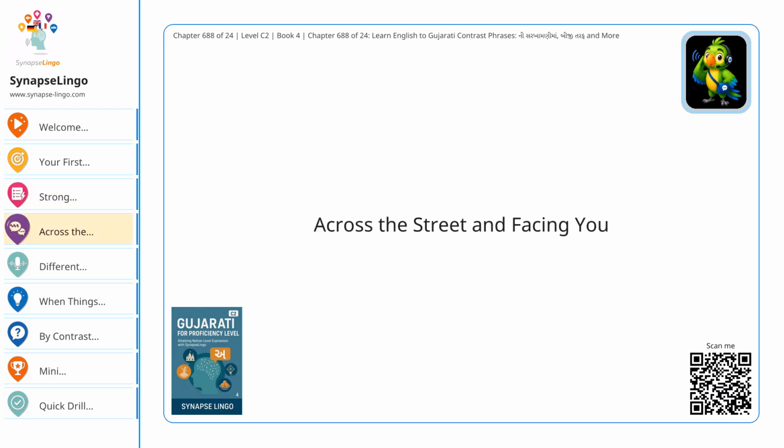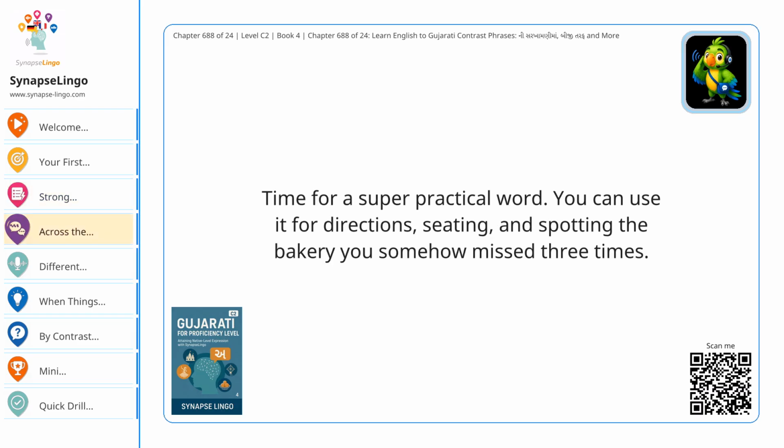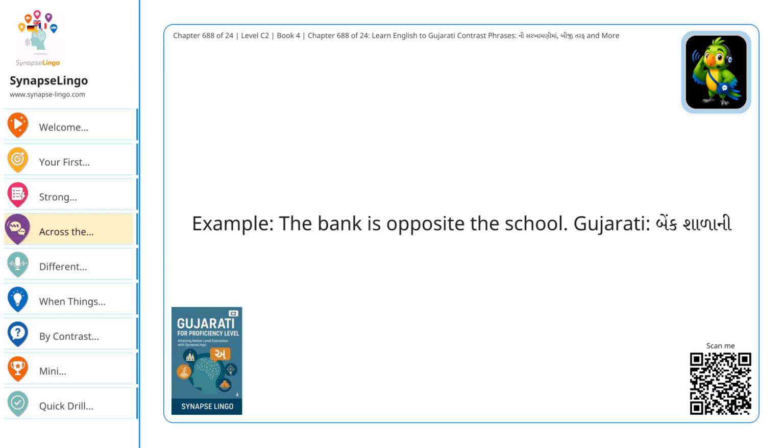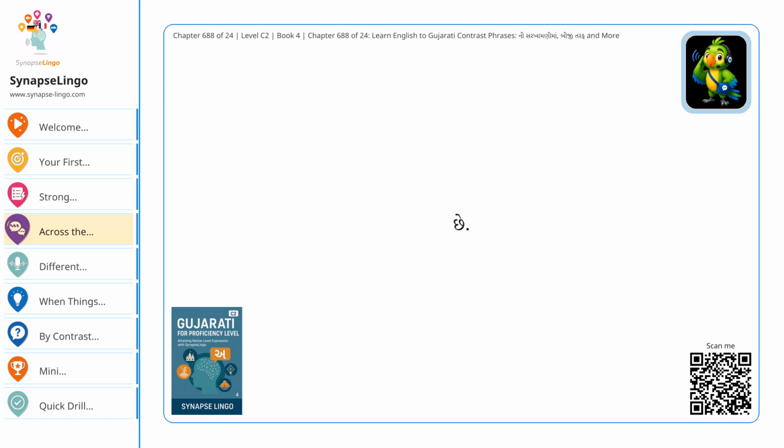Across the street and facing you. Time for a super practical word. You can use it for directions, seating, and spotting the bakery you somehow missed 3 times. The Gujarati word for opposite or facing is સામે. Example. The bank is opposite the school. Gujarati. Banka Salani સામે che.